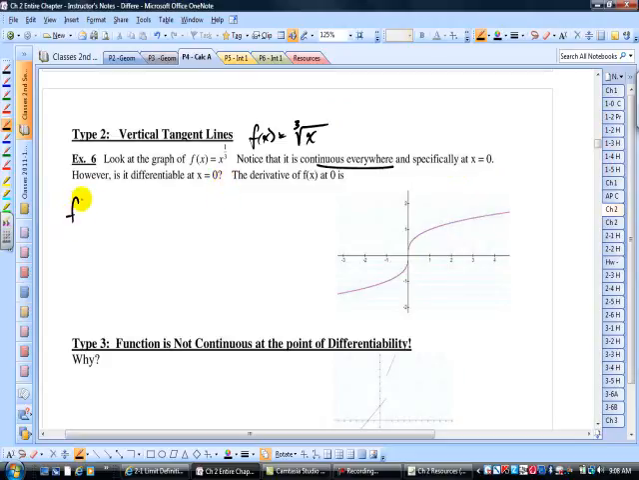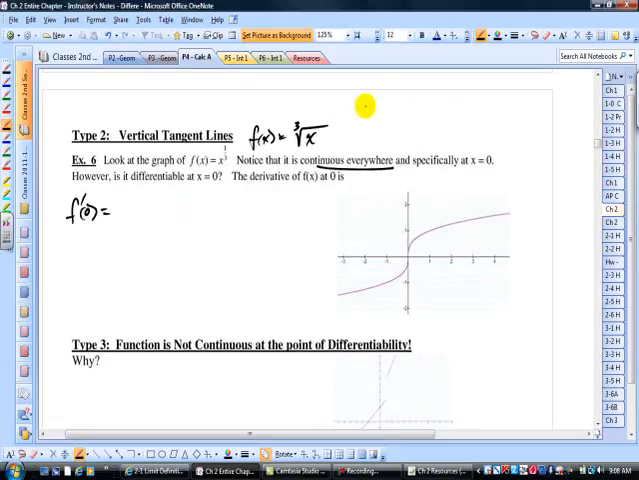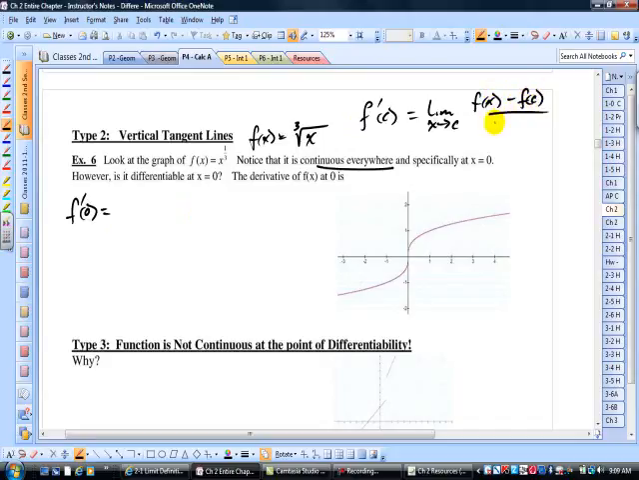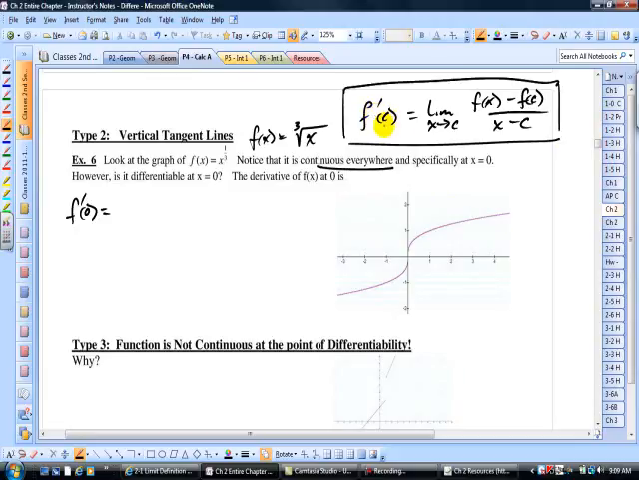Let's investigate. What's the derivative at 0, using the same definition? Let me state it in general. F prime of c, the definition on the preceding page, is the limit as x approaches c of (f of x minus f of c) all divided by (x minus c). That's how you find the derivative at a specific point. So let's find the derivative at 0 and see if it's differentiable at 0.